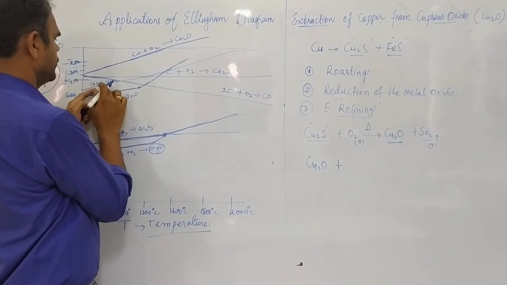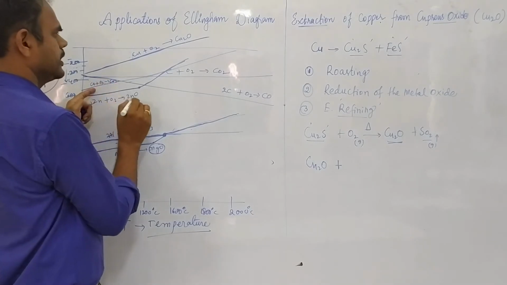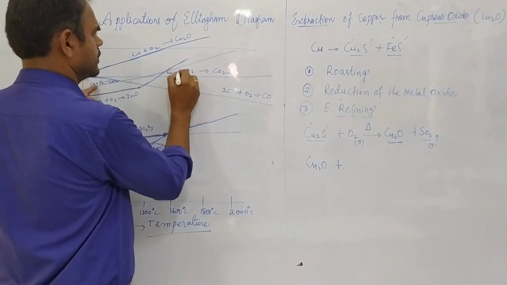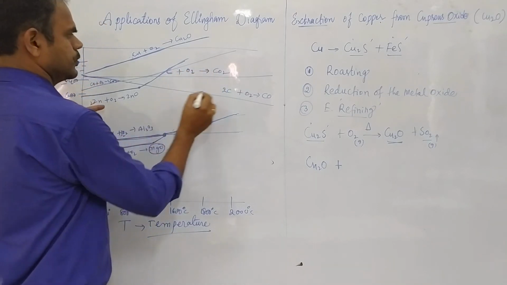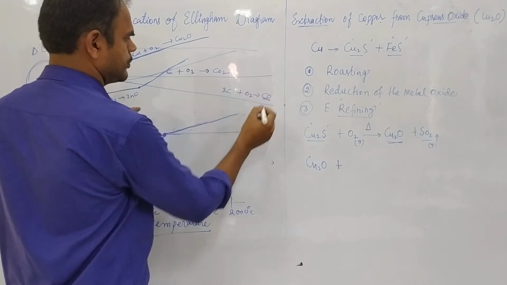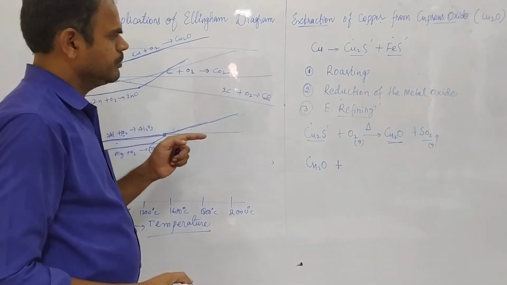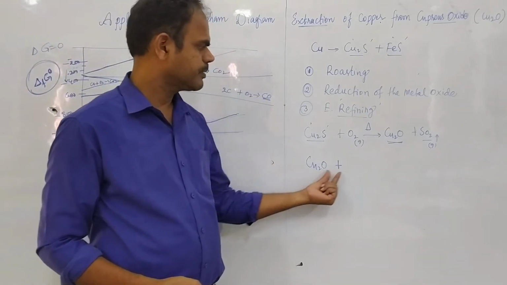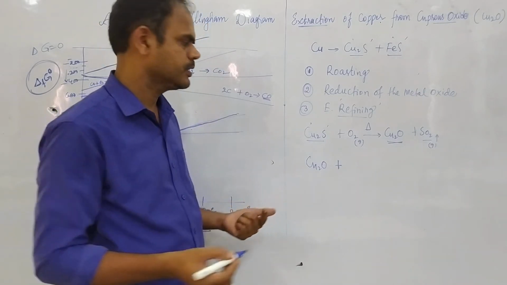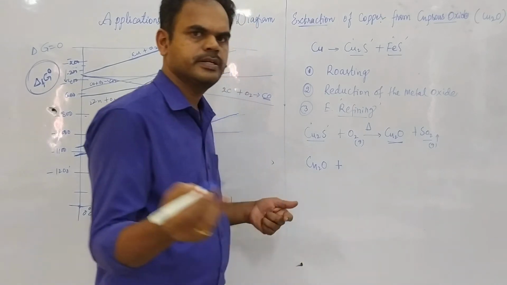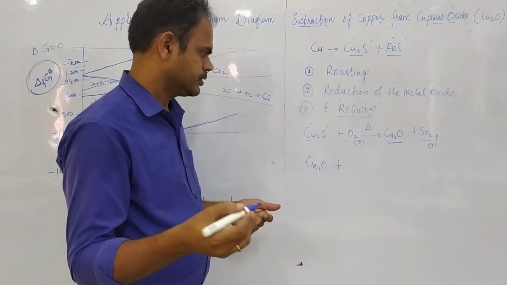Number one, carbon monoxide plus oxygen forms carbon dioxide, and carbon plus oxygen forms carbon monoxide. But here, if you want to get copper from cuprous oxide, we just need a low temperature, because for cuprous oxide formation the delta G values will be towards positive.